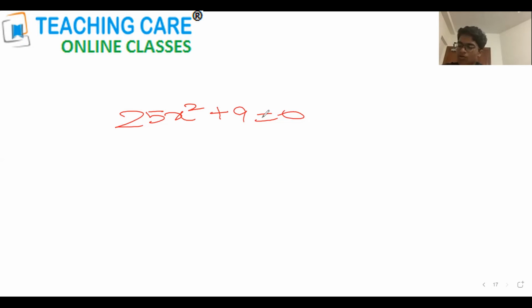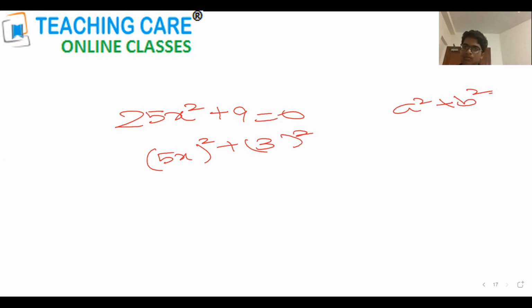X is 0.6, negative 0.6. Can you tell me how? So we'll take the square root of both of them, which would be, after using the special identity, 5x plus 3 times 5x plus 3. But we do not have any identity for a square plus b square. I told you, right? We have a plus b whole square, we have a minus b whole square, but there is no identity which breaks a square plus b square.